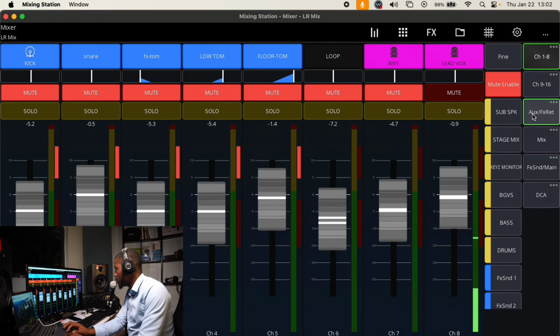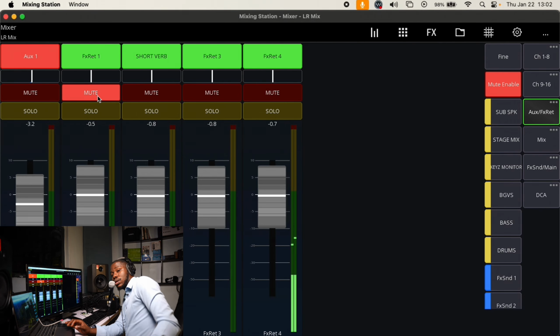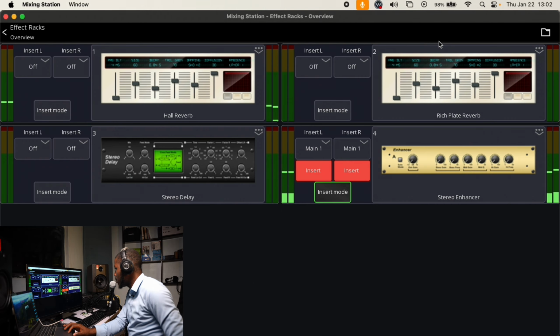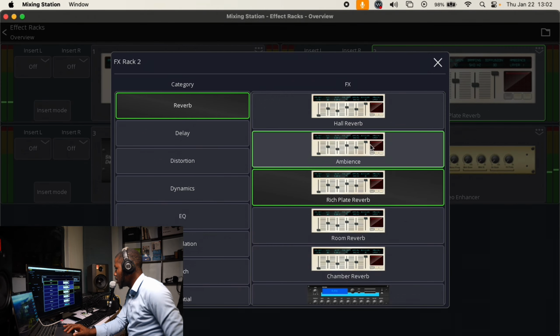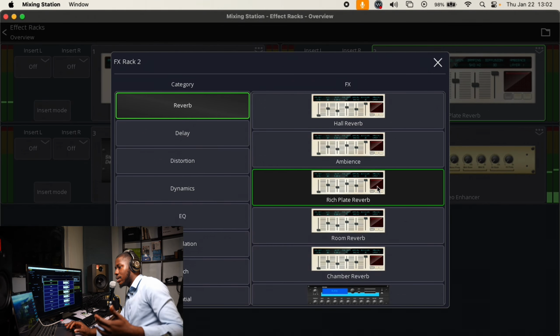So let me mute it. Alright, so that's all about the reverb, and thank you guys for joining in. That's all about the Hall Reverb. We'll be going into the ambience, rich bit reverb, one day at a time.